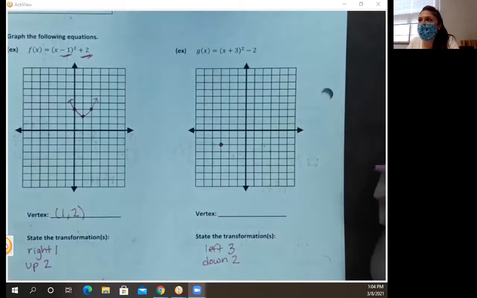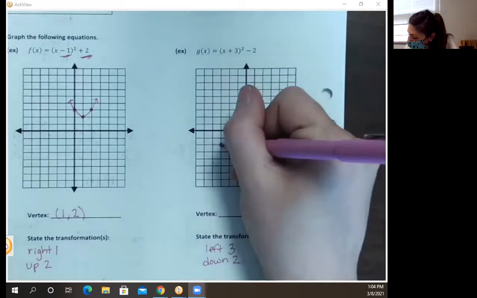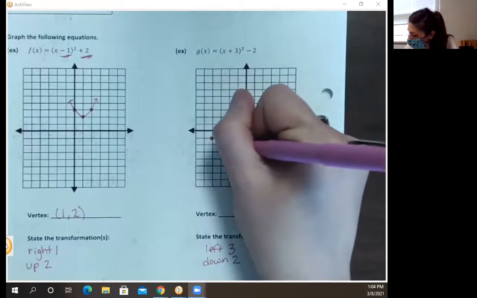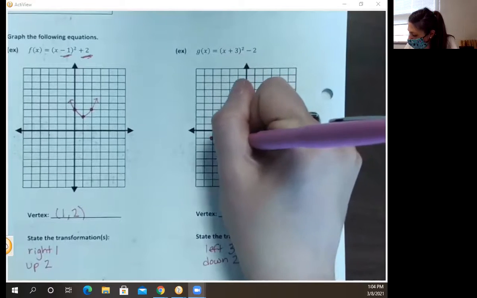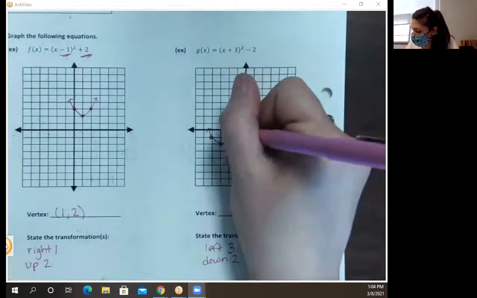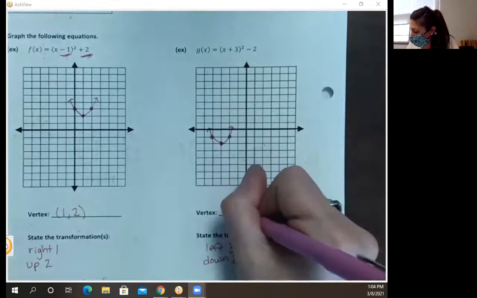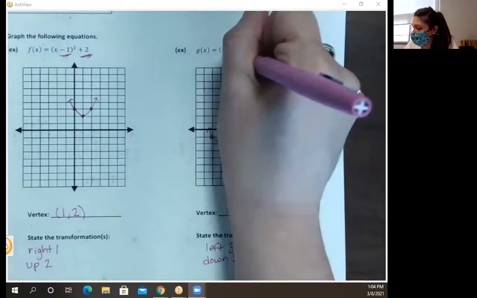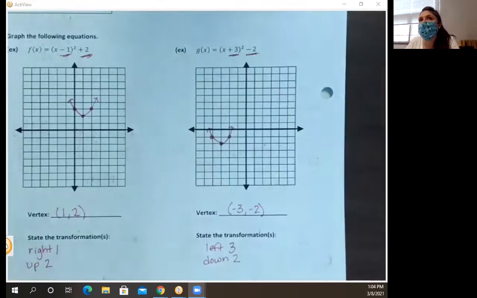And then since I haven't changed the shape of this, I haven't stretched it out or anything like that, to get my next nice points, up 1 and out 1. There's my parabola. Its vertex is at -3, -2. And again, notice that I see those values in my function.